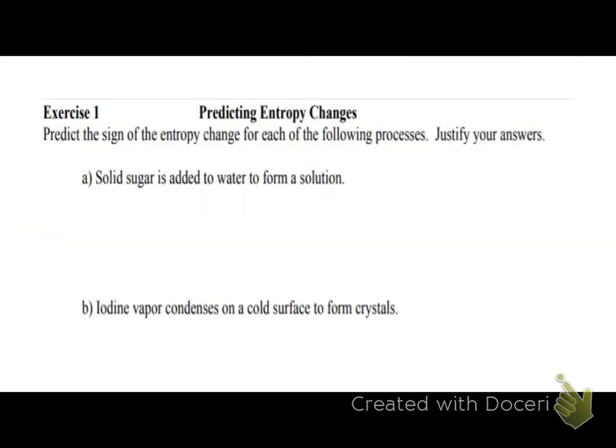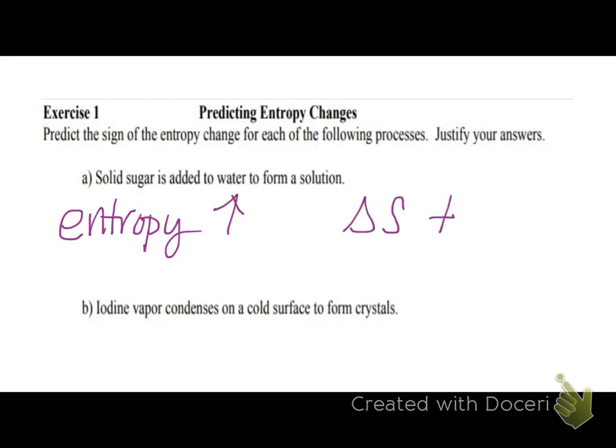So let's do some predictions here. We have solid sugar being added to water to form a solution. What is going to happen with our entropy? Down? No, our entropy is going to increase because we dissolved it. Entropy increases, so we would say delta S is positive. Yes, because it has more arrangements now. It can be spread out and move around the container when you dissolve it, or heat it, crush it, stir it.